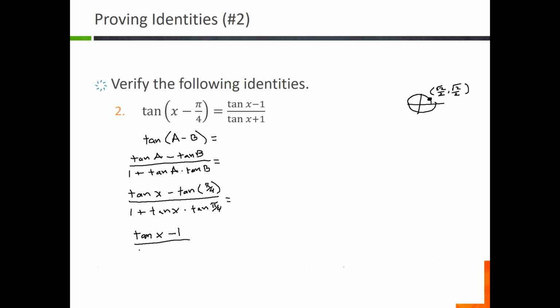And in the denominator, what do we get? We have 1 plus, well, we still have that tangent of x times, well, what did we say the tangent of pi over 4 was? Well, it turned out to be a 1. And the tangent of x times the 1 is just the tangent of x. And so we could rewrite the order of that. So we have tangent of x minus 1 on the top, and I can rewrite and simplify the denominator as tangent of x plus 1. And that, again, turns out to be what we were trying to prove to begin with. Okay, so there we have, again, we verified this original identity using the difference identity for tangent.